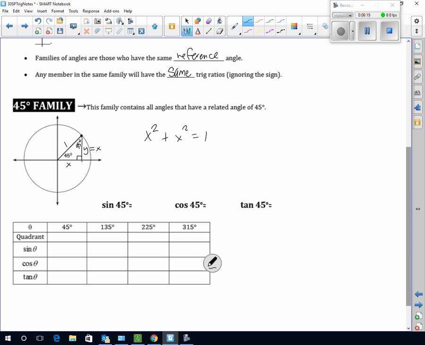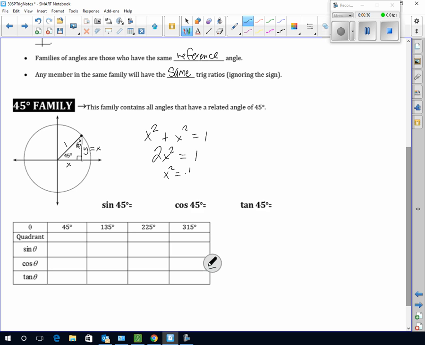2x squared. 2x squared, 2 of them, right? If you have one x squared and another x squared, you get 2 of them. Okay, and then I'm going to do some algebra skills. I'm going to divide by 2. So I get x squared equals 1 over 2. Yes? And then I'm going to do what?